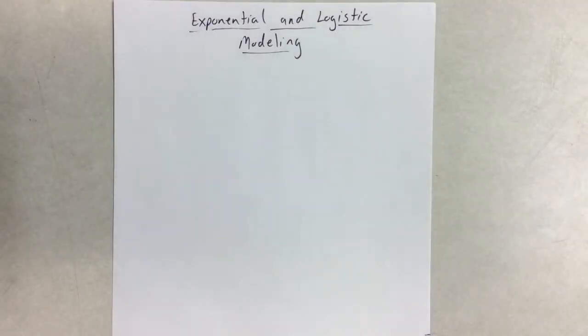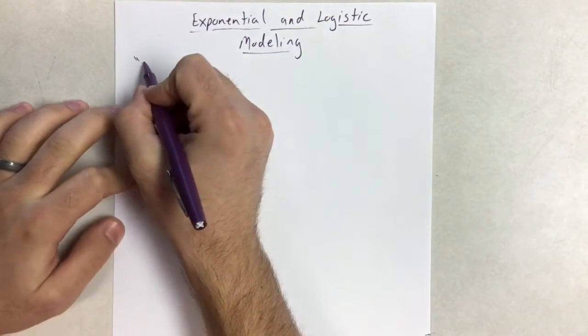Hey everyone, in this video we're looking at exponential and logistic functions, and in particular when we model with them. That's simply meaning when we use these two types of functions to represent different situations. But first, let's imagine that we have a population growing at a constant rate.